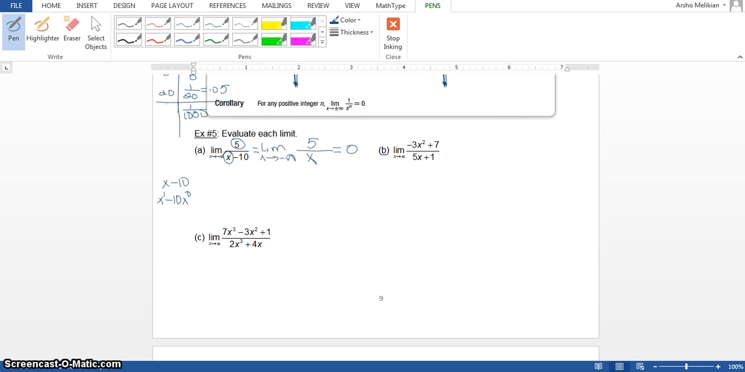I'm confused on where the minus 10 went. We ignored it because we're only taking the highest exponent.